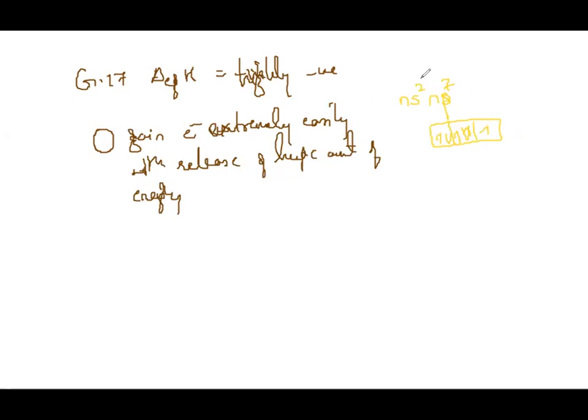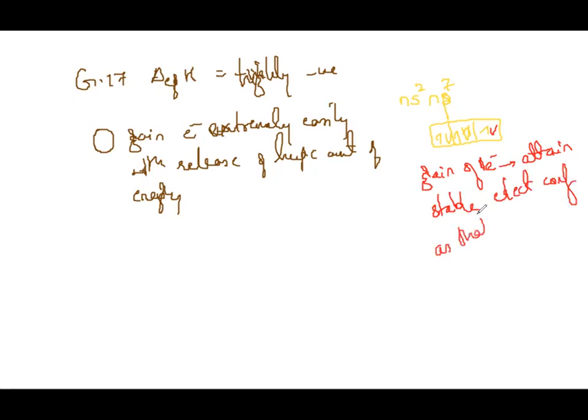If you see these group 17 elements, just by the gain of one electron, they will attain 8 electrons in the outermost shell. The outermost shell configuration is called stable electronic configuration, as that of noble gases. Or I can say they will attain stable octet configuration.